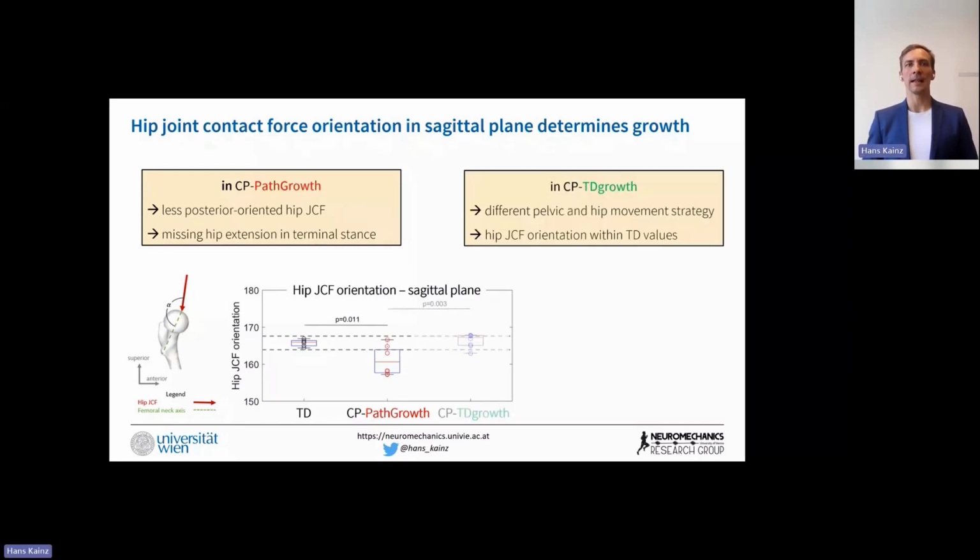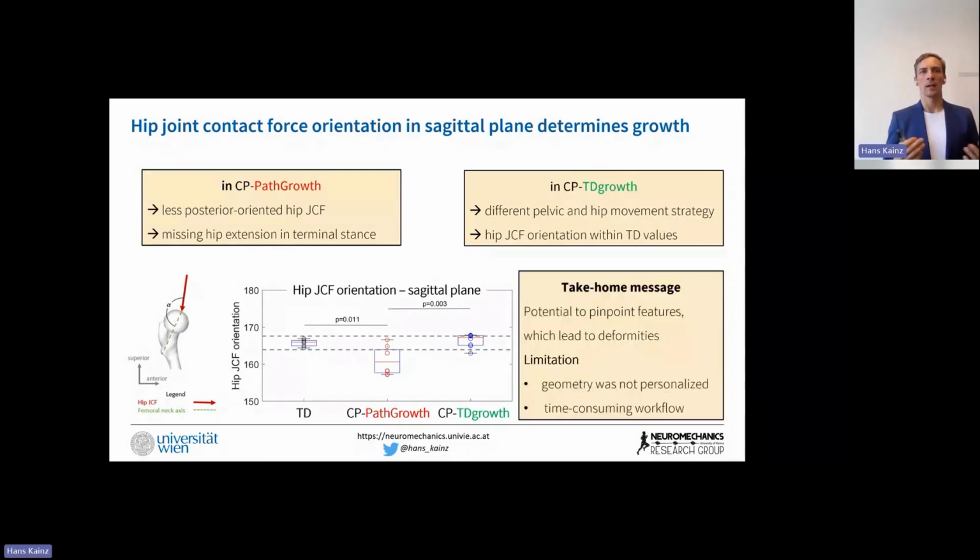Interestingly, in the CP group which had predicted normal growth, their sagittal plane kinematics was similar to the other CP group. However, they used a different pelvic and hip movement strategy in the frontal plane, and this led to a normalization of the hip joint contact force vector to values within the normal range, and therefore to normal typical growth.